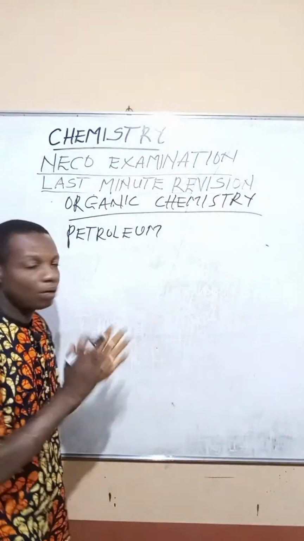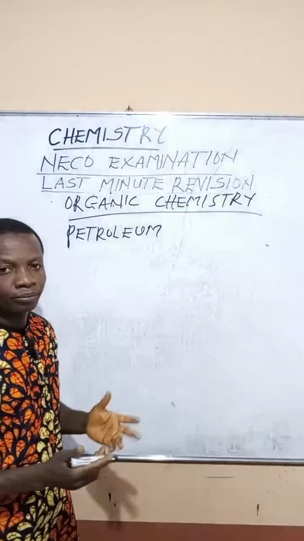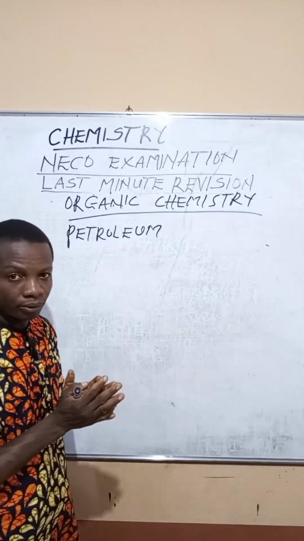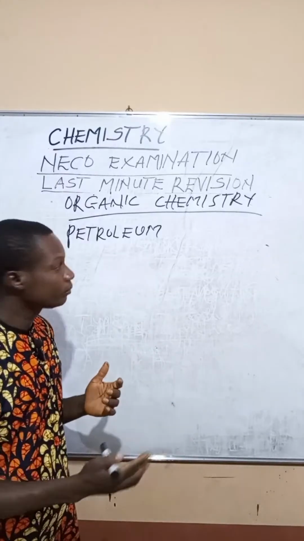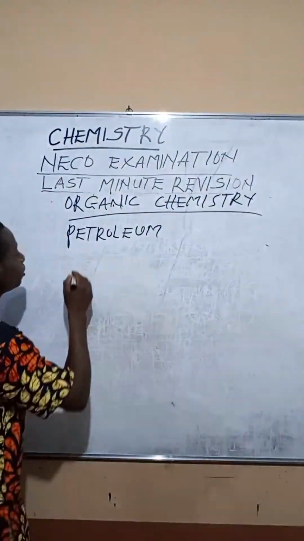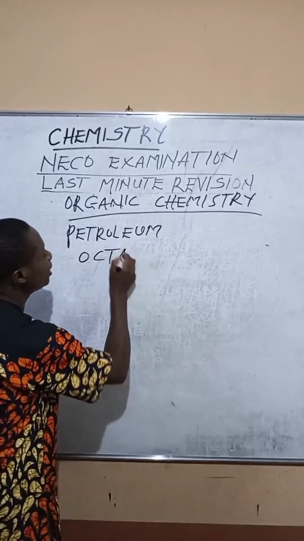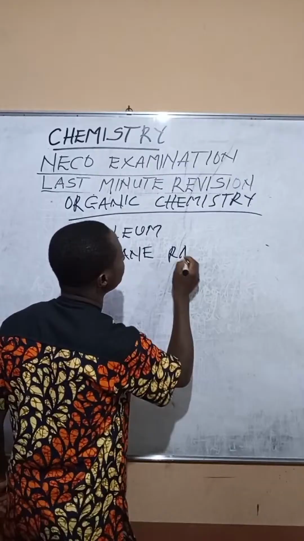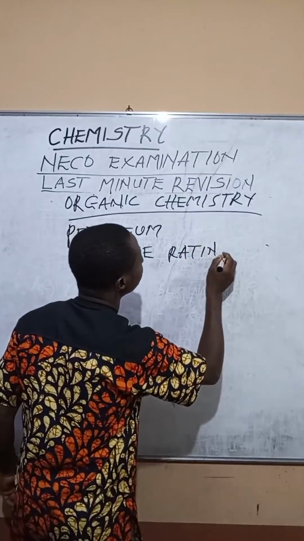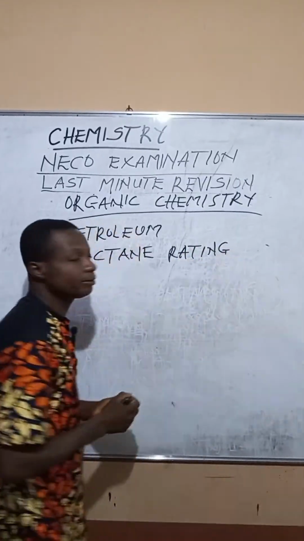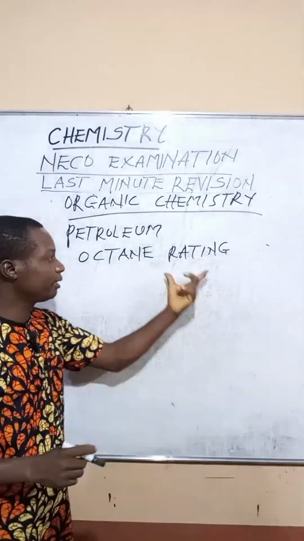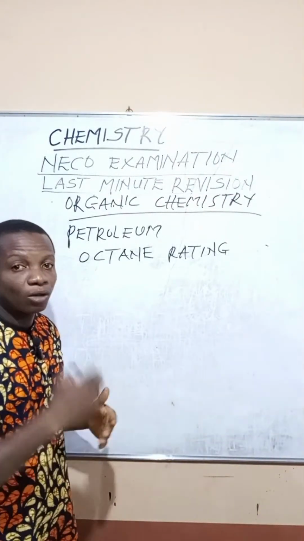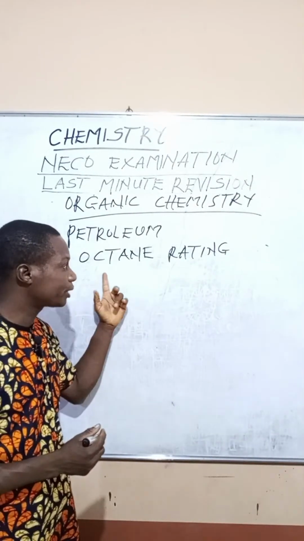This is very important. Now, what's petroleum? What do you need to know about petroleum? One, don't forget the refining of petroleum, what you call fractional distillation of petroleum. There are two things you need to know about petroleum. You need to know what you call octane rating. You may be asked, what is octane rating? Please take note of octane rating. Octane rating has to do with the performance of petrol in an internal combustion engine.